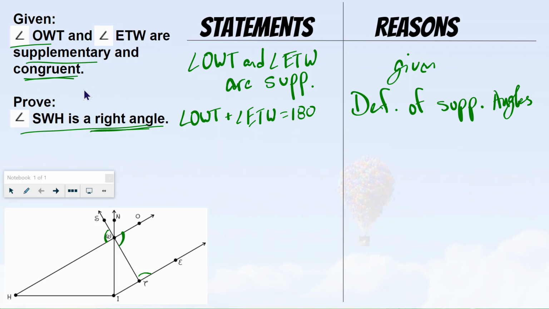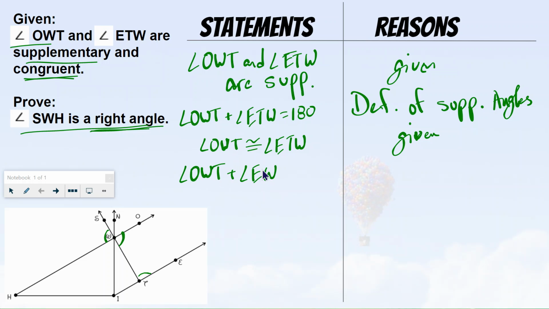Now I'm going to use the fact that they're actually congruent. OWT is congruent to ETW, and that's a given, because I wanted to use substitution here. I'm seeing that OWT could be substituted in for this ETW. I'm actually going to show that substitution right now, that I'm substituting in that in place of that.